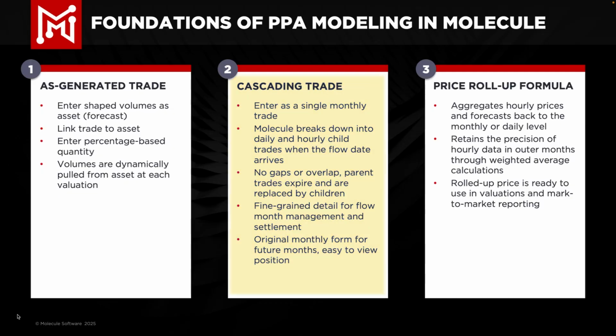And the third feature that goes into PPAs is our price roll-up formula. The formula aggregates your hourly prices and your forecast volumes back to the monthly or daily level. The way that it retains the precision of that hourly data is through a weighted average calculation, giving you a rolled-up monthly price that is ready to use in valuations and mark-to-market reporting.